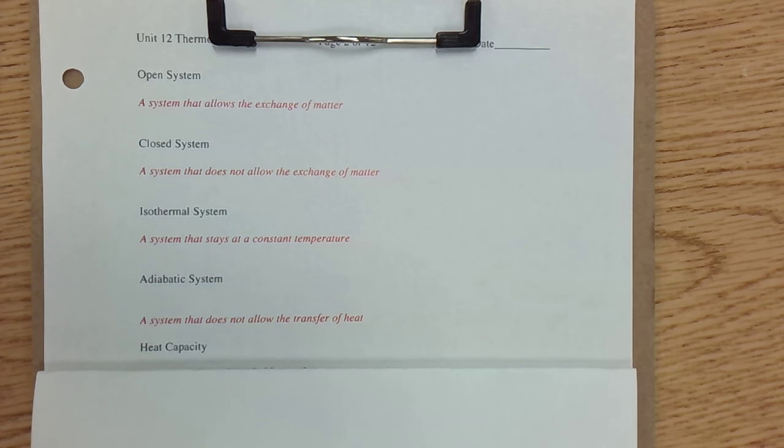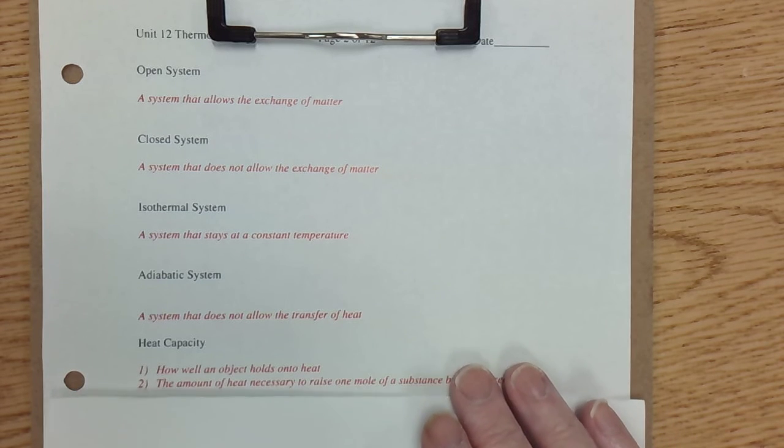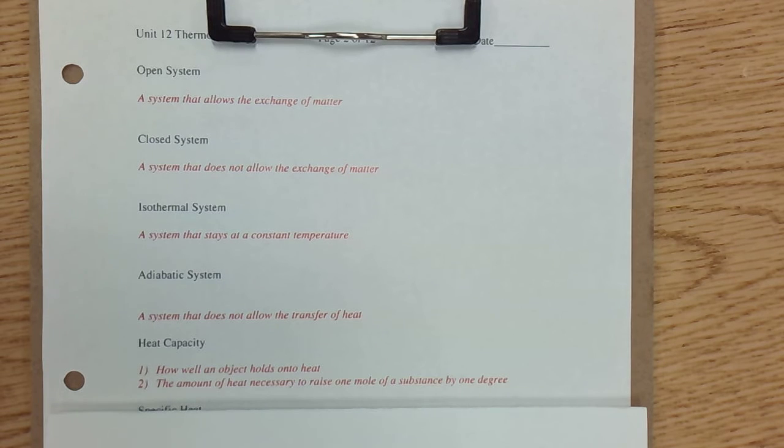All right. Now, heat capacity. We're going to think about this two different ways. First off, just kind of a general descriptive definition. Heat capacity is the ability of an object to hold heat, or the ability of a substance to hold heat. Water has an incredibly high heat capacity. Water is great at holding on to heat. It has to do with hydrogen bonding. Okay? Now, on a more technical level, heat capacity is the amount of heat necessary to raise 1 mole of a substance by 1 degree.